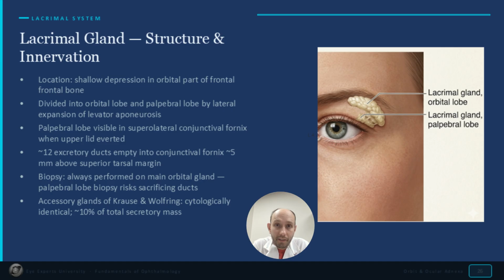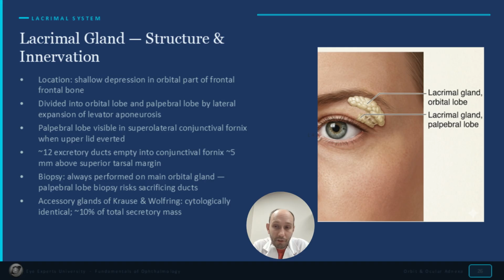The lacrimal gland sits in the orbital part of the frontal bone. It has two lobes: the bigger lobe, which is the orbital part, and the smaller one, the palpebral lobe. The ducts all empty into the conjunctival fornix, about 5 millimeters above the superior tarsus margin. The palpebral lobe is the one we can see when we lift the eyelid up, especially when people have lacrimal gland prolapse. You're seeing the palpebral lobe prolapsing.